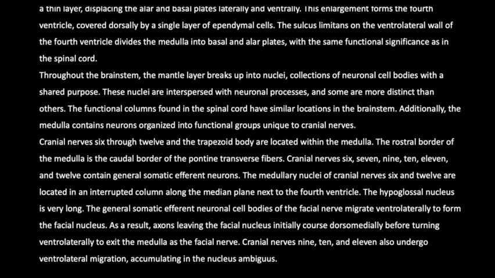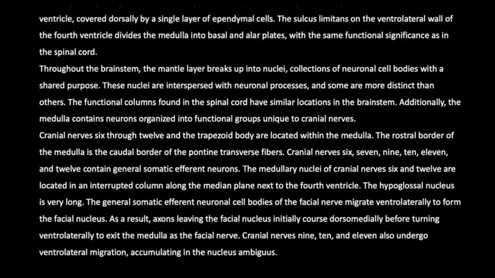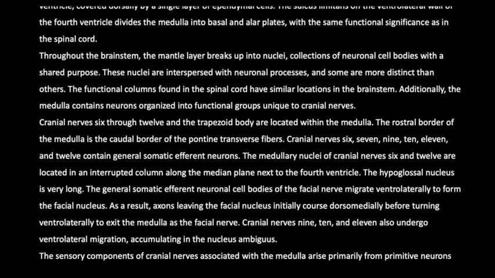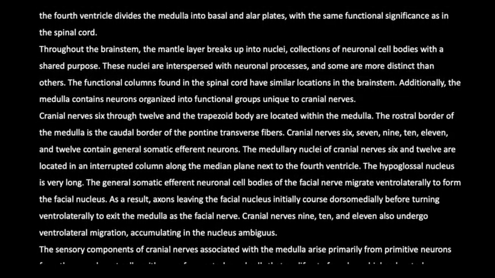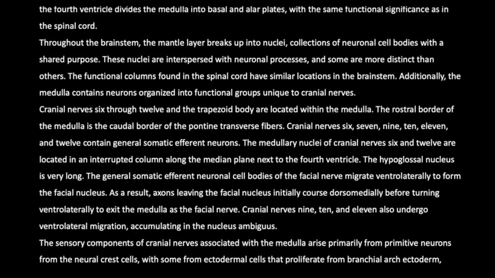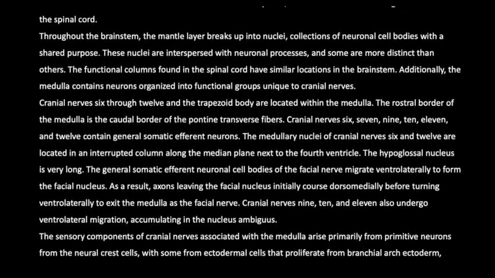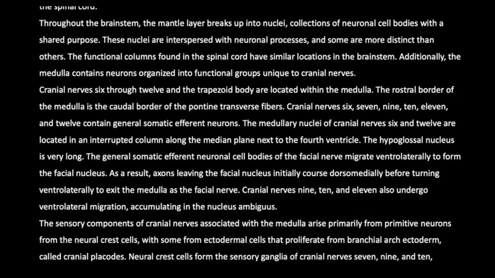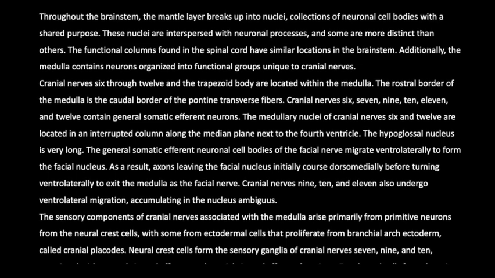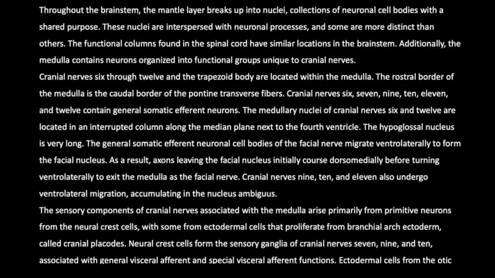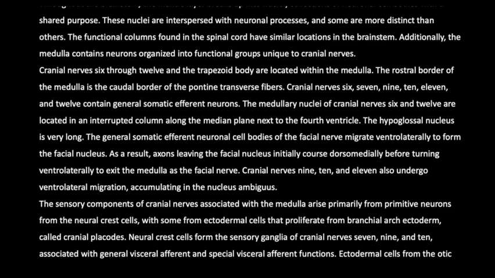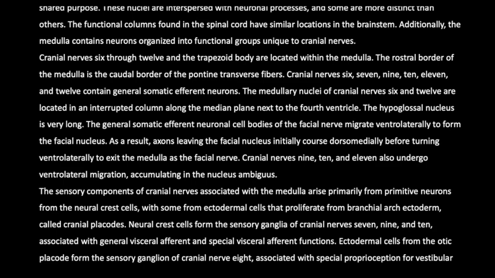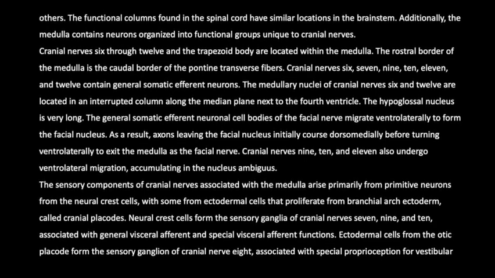Additionally, the medulla contains neurons organized into functional groups unique to cranial nerves. Cranial nerves 6 through 12 and the trapezoid body are located within the medulla. The rostral border of the medulla is the caudal border of the pontine transverse fibers. Cranial nerves 6, 7, 9, 10, 11, and 12 contain general somatic efferent neurons. The medullary nuclei of cranial nerves 6 and 12 are located in an interrupted column along the median plane next to the fourth ventricle. The hypoglossal nucleus is very long.